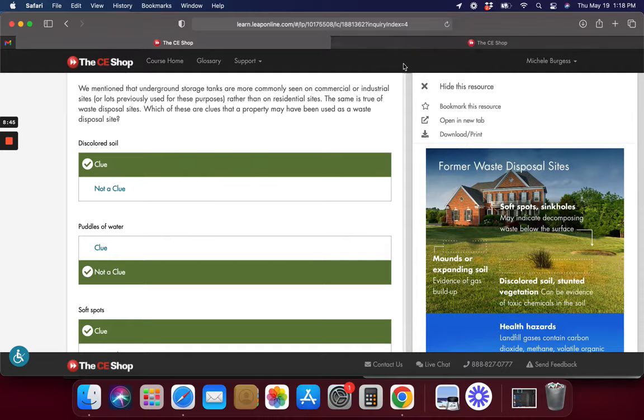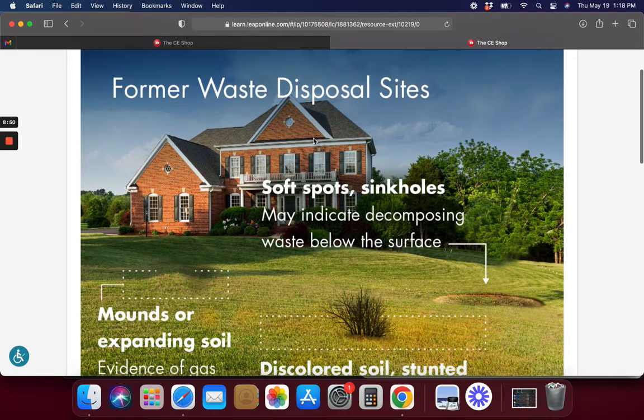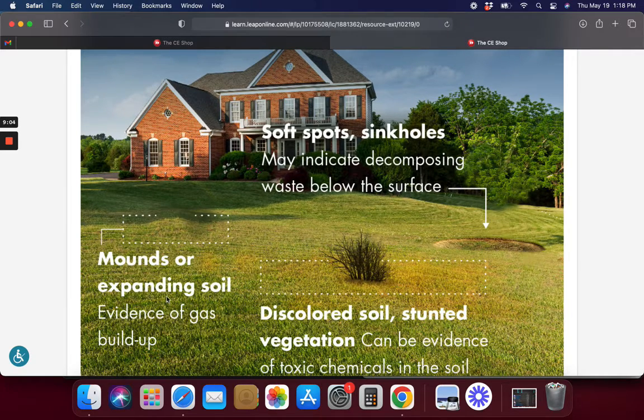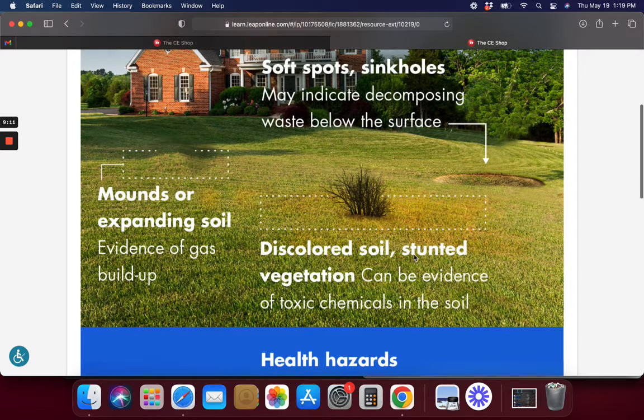Let's look at this. I love the little graphics because it breaks up all this verbiage. All right, soft spots, sinkholes may indicate decomposing waste. So if you see anything like this on the property. All right, mounds or expanding soil, evidence of gas buildup. You see how this is going up? Discolored soil. Discolored soil can be evidence of toxic chemicals, or it could just be other things going on.